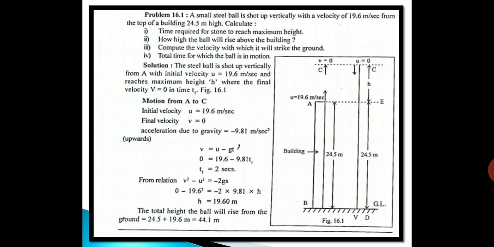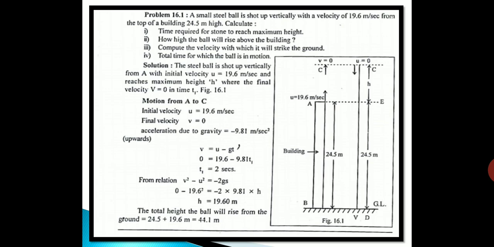Firstly, the initial velocity when the ball is thrown is 19.6, and the final velocity, when the ball reaches the maximum height, is v equal to 0. Acceleration due to gravity is minus 9.81. Here we are taking the minus sign because the ball is moving upwards. So using the equation v is equal to u minus gt, substituting v as 0, u as 19.6, g as 9.81, and t1, which is the time required for the ball to travel from A to C.